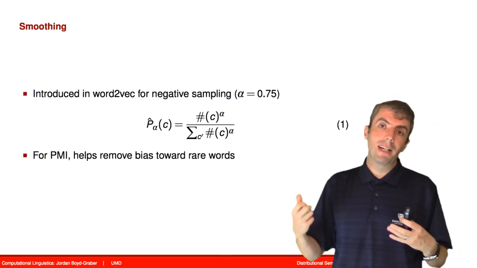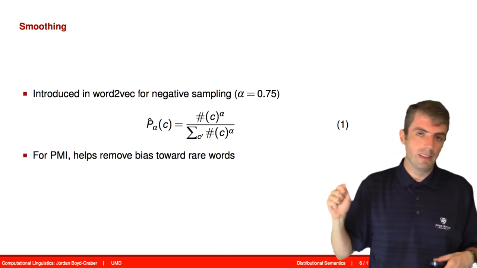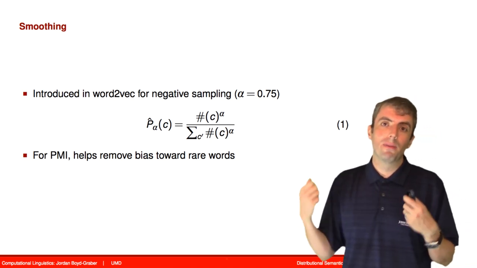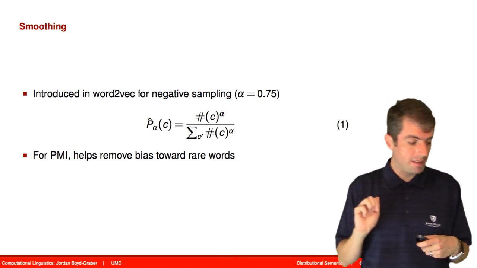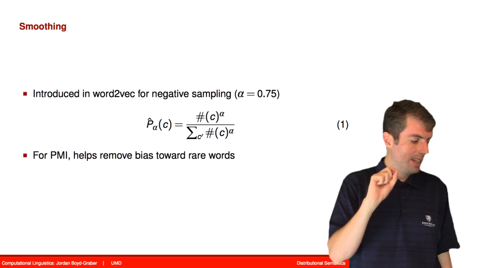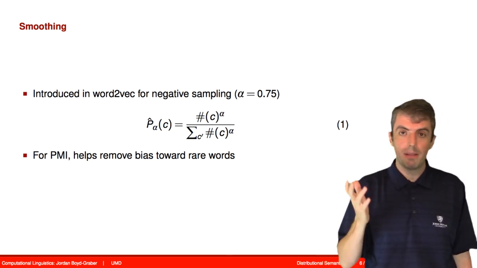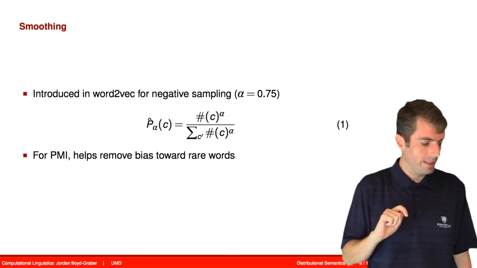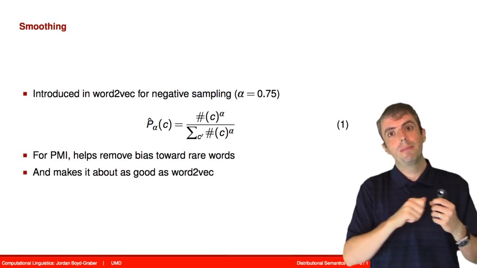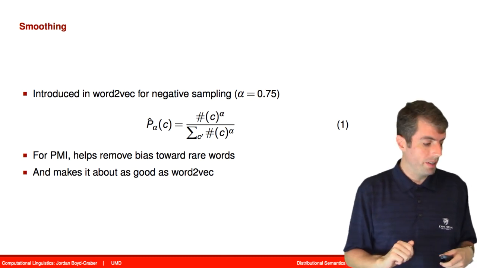Another important aspect of word2vec that made it work so well is that it uses this smoothing term. This helps alleviate the rare word phenomenon that we saw for the PMI-based methods. Given a probability distribution, they raise everything to the alpha power. This seems to help quite a bit, and they use alpha equal to 0.75. If you apply this to PMI, and you smooth these distributions in the same way, you can get results almost as good as word2vec.